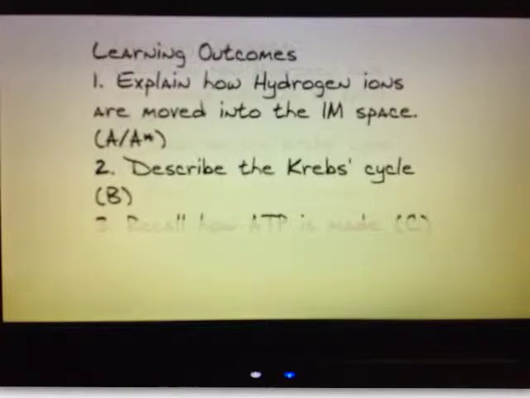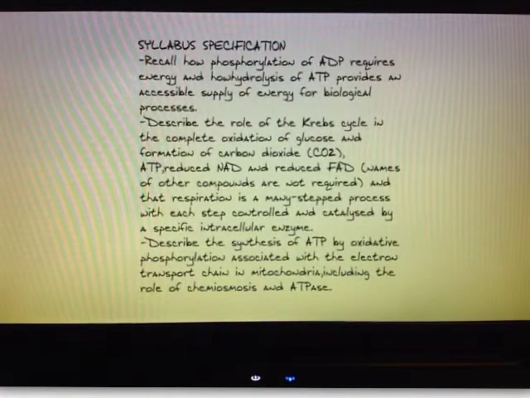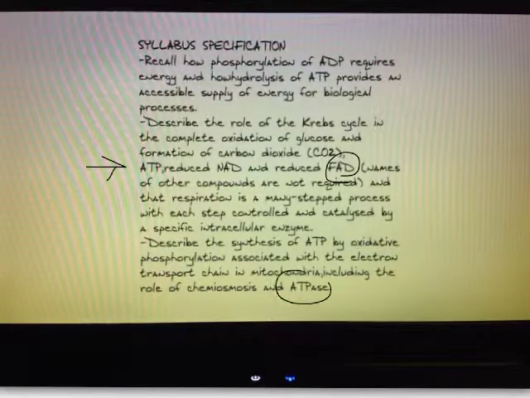If we want to look at the syllabus spec, that's here, so you can have a quick read of that in your own time and see how it all links into the spec. You'll notice some of the words from the last lesson, so ATP and NAD, and we've got a new one here, FAD, coming into it. ATP, chemiosmosis, phosphorylation and so on, all things that we saw last lesson, all revisited.